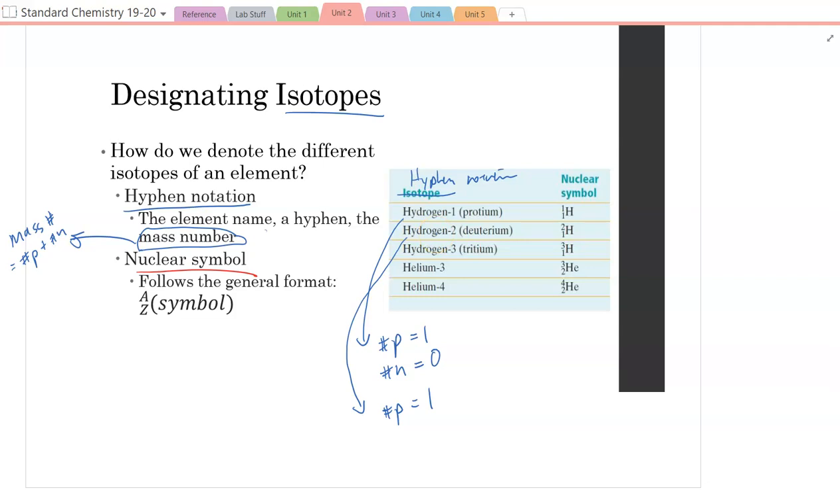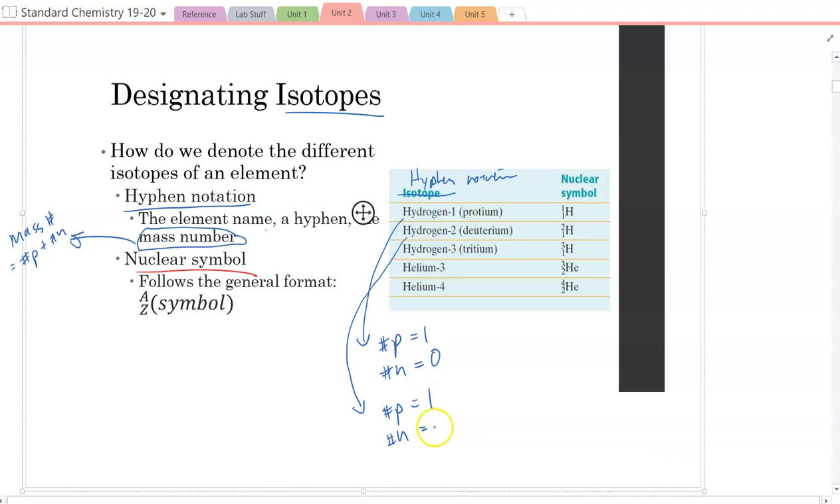Hydrogen, as an identity, is known to have only 1 proton in all atoms. What about the number of neutrons? I still don't know immediately, but remember that the 2 afterwards is your mass number, and the mass number is the sum of protons plus neutrons. So if protons is 1 and neutrons I don't know yet, 1 plus what will give me 2? It's going to be 1. So that's 1 proton and 1 neutron. You can see the other examples work out that way, and you can figure them out.